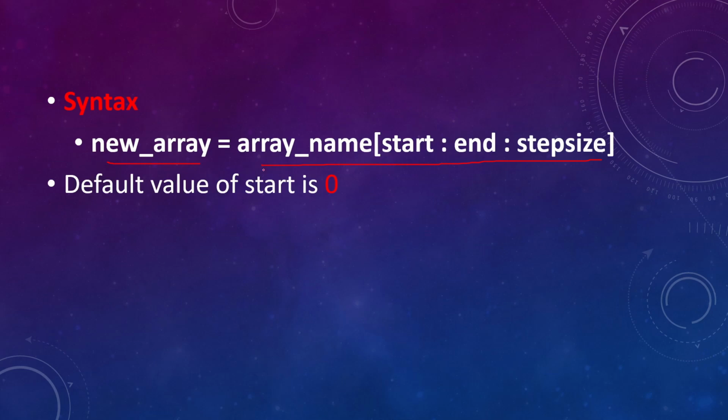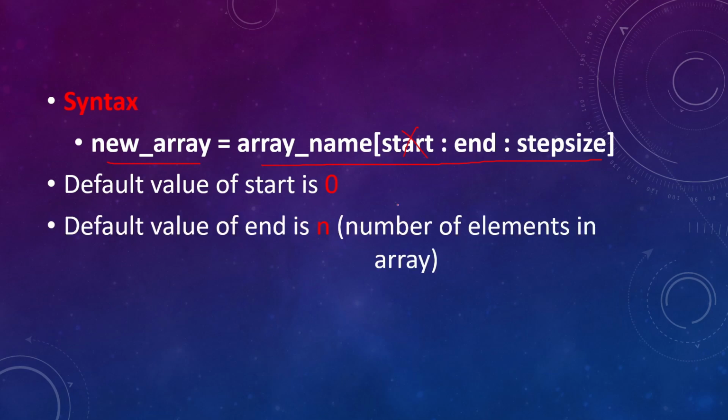If we don't mention anything for start, then it is by default considered as 0. Similarly, the default value of end is n, where n is the number of elements in the array. In the previous array the number of elements was 6, so if we don't mention anything for the end, it will be considered as 6. Similarly, the default value of step size is 1. We will understand start and step size in detail in the further slides.